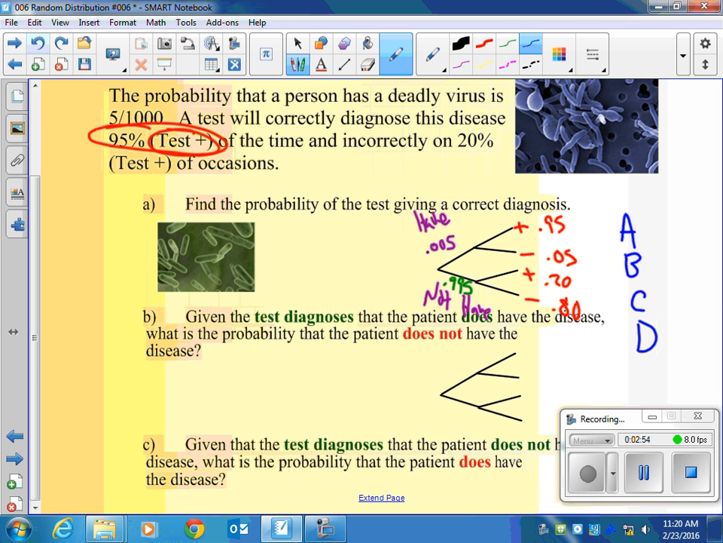Turn to someone you haven't talked to yet. Tell them which arms are going to give you the correct diagnosis. Go. It makes a difference.